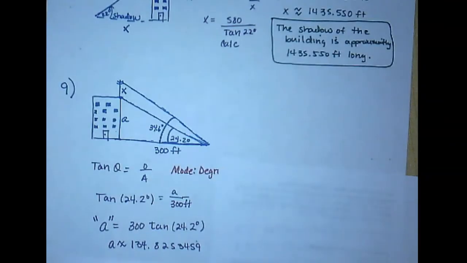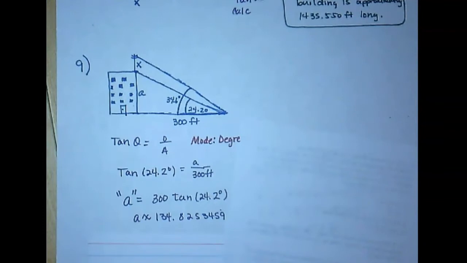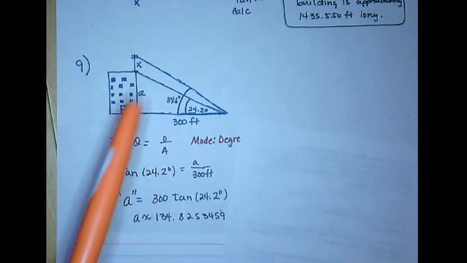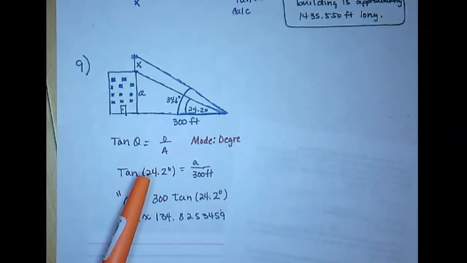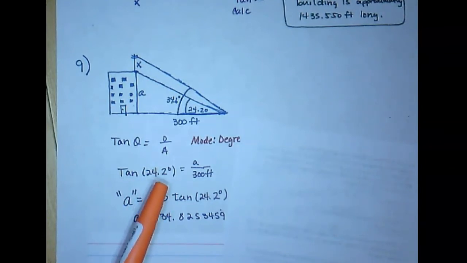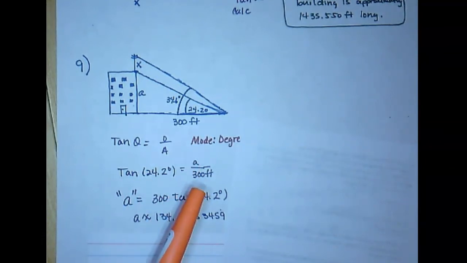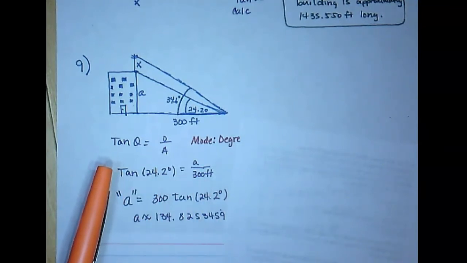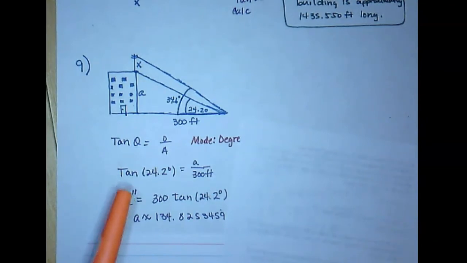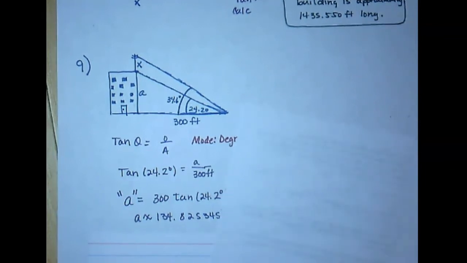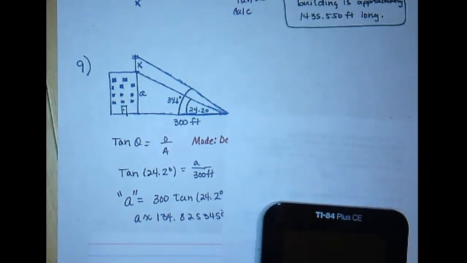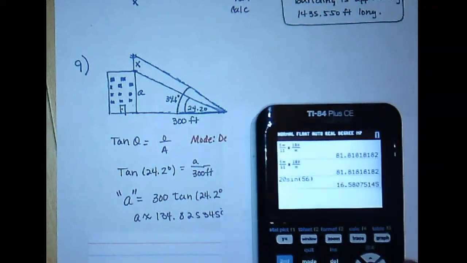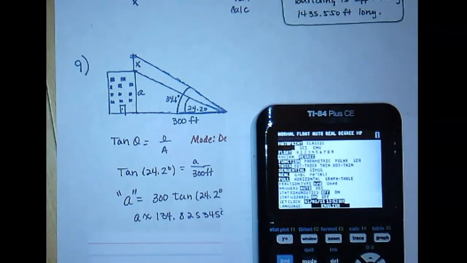All right, so the first thing I did was to figure out the small triangle. So that's this side right here. So I said tangent of the small angle, which is 24.2 degrees, equals A over 300 feet. I multiplied both sides by the 300 over here to get rid of it, get A by itself. And remember, my quote marks means that I'm going to store this information. So I'm actually going to go into my calculator. What mode do I need to be in? Degrees? So I'm going to press that and check.